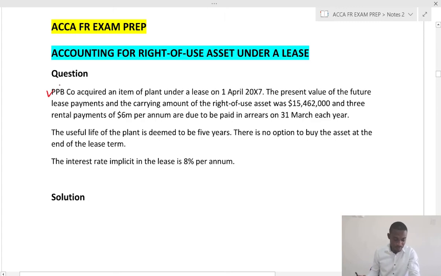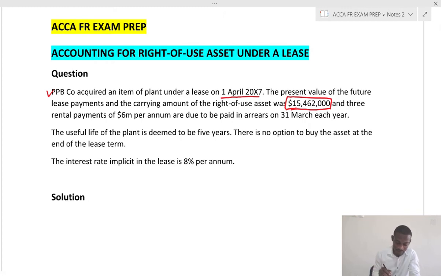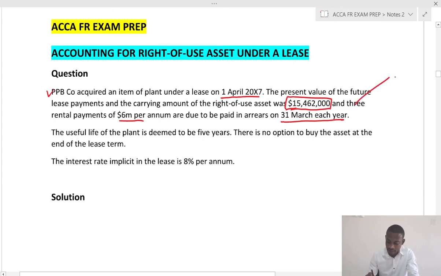We have PPB Co. acquired an item of plant under a lease on 1st April 2007. The present value of the future lease payments and the current amount of the right of use asset was 15,462,000. So that's a million. Now, 3 rental payments of 6 million per annum are due to be paid in arrears on 31st March each year. So this tells you that the lease term equals 3 years.